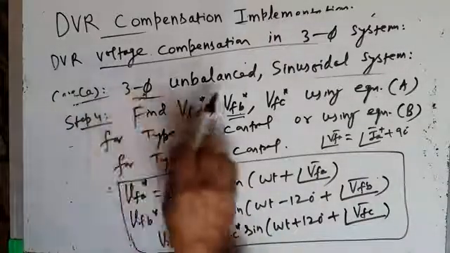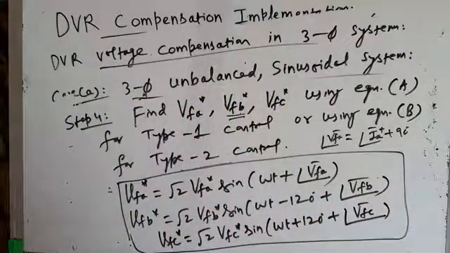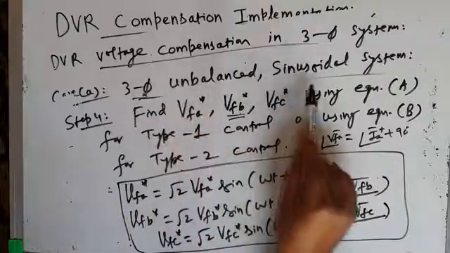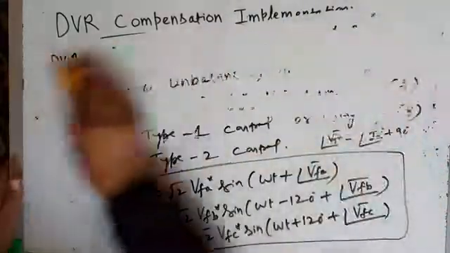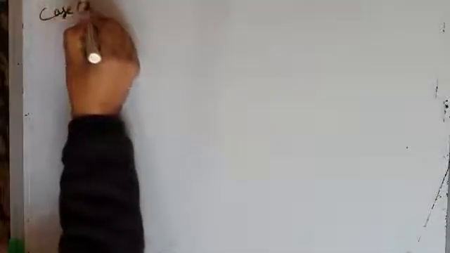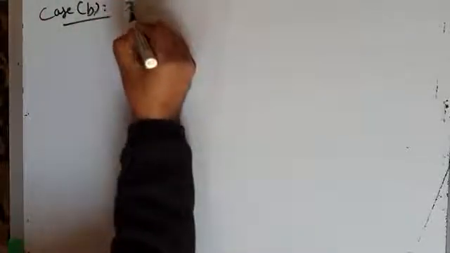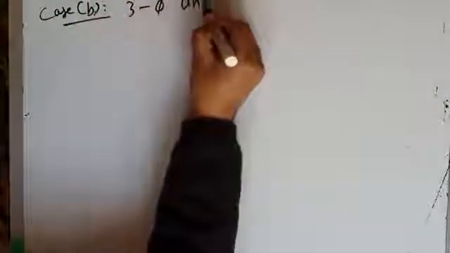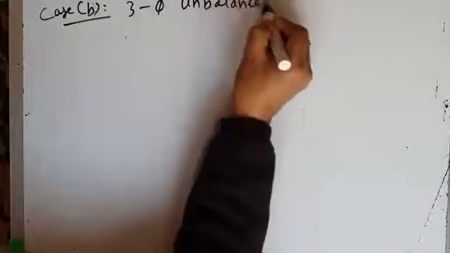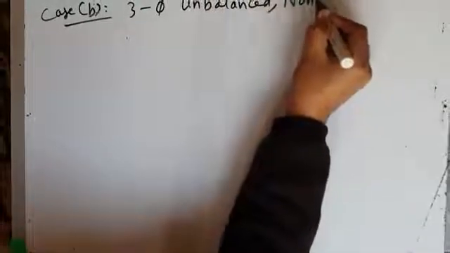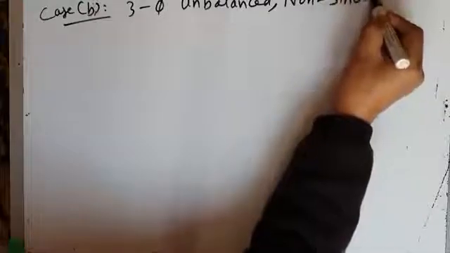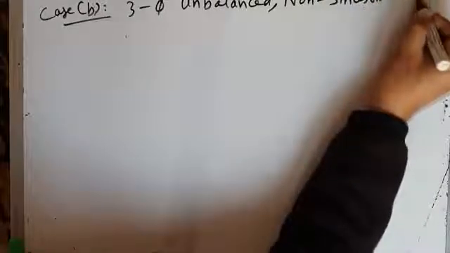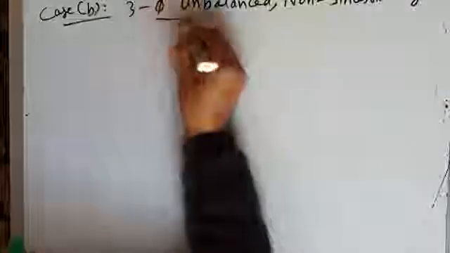So this was for 3-phase unbalanced sinusoidal system. Let us assume now that our system is unbalanced as well as non-sinusoidal. Now how can we implement DVR in that case? How do we implement the DVR compensation voltage? Let us see. That is case P. 3-phase unbalanced non-sinusoidal system. Now our system is unbalanced as well as non-sinusoidal.